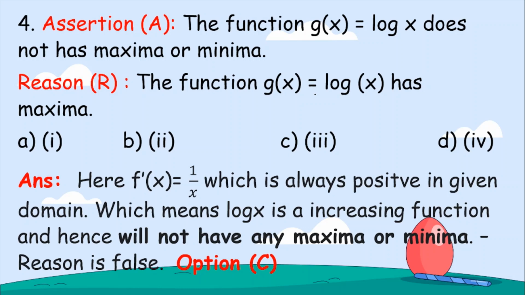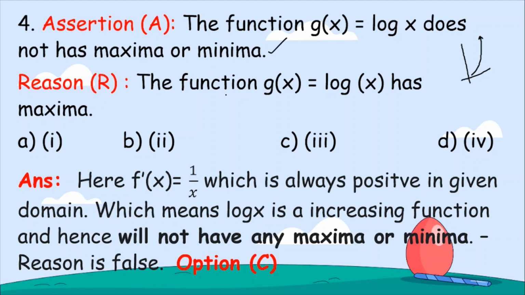Question 4. Assertion. The function g of x equal to log x does not have a maxima or minima. Here, you just think about the graph of the logarithmic function. The logarithmic function has a graph like this. It keeps going. If you go down also, it keeps decreasing. So, it has no proper minima or maxima, we can understand. So, the assertion is true.